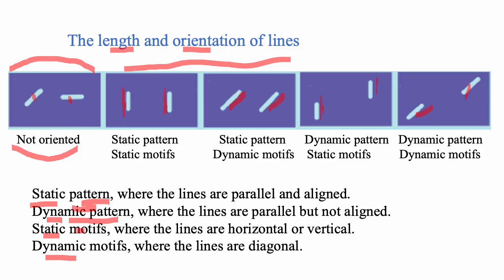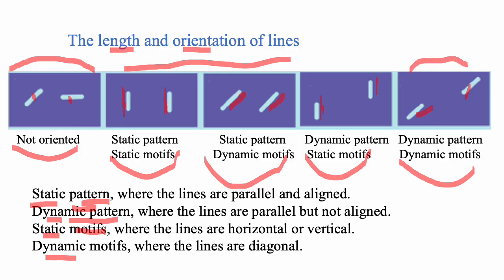Now a static motive are horizontal or vertical lines. So this is a static motive because they're vertical, and this is a static motive. And these are dynamic motives because they're diagonal. So you can see all the different combinations. And so far, this one is the one with the most energy.